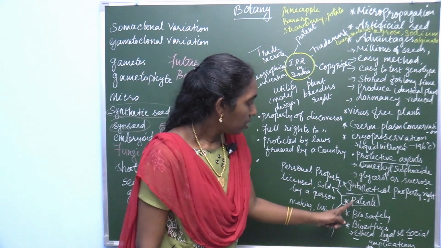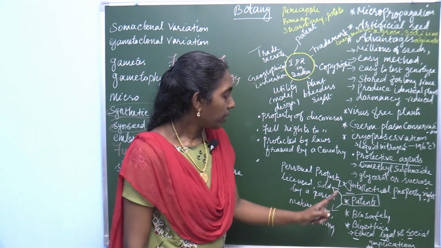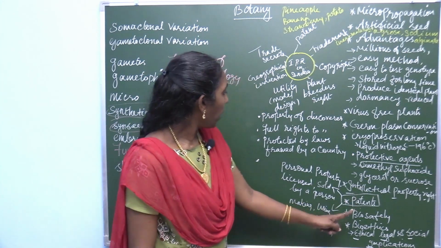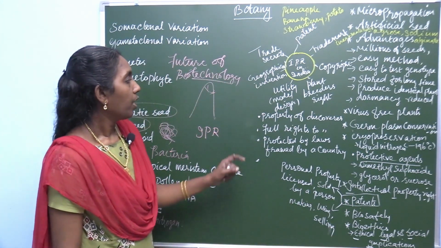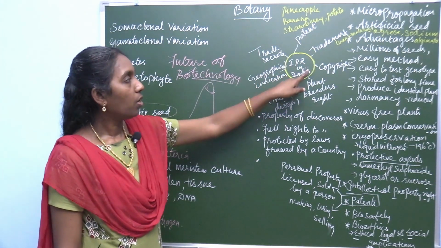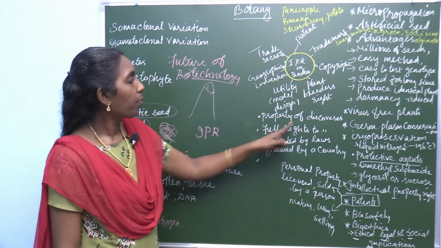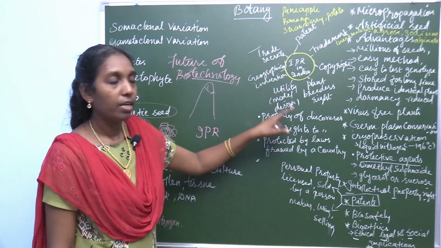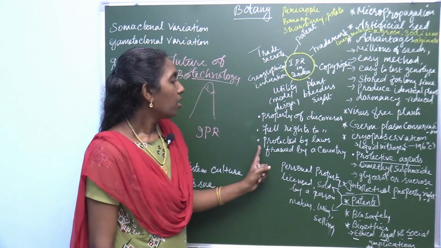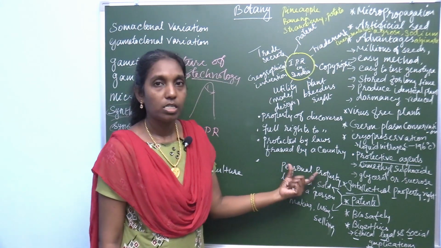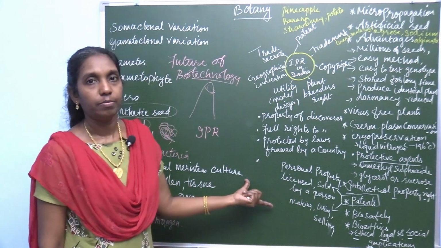Then intellectual property rights and patents, biosafety, and bioethics. So, IPR in India is the property given to the discoverer, with full rights given to the discoverer. It is protected by laws framed by the country.